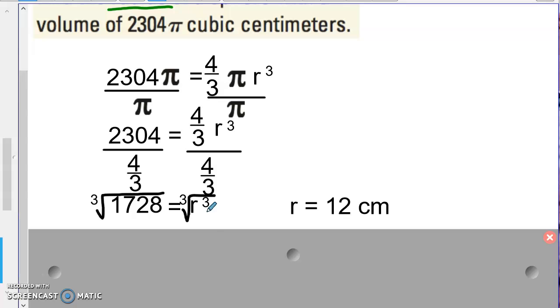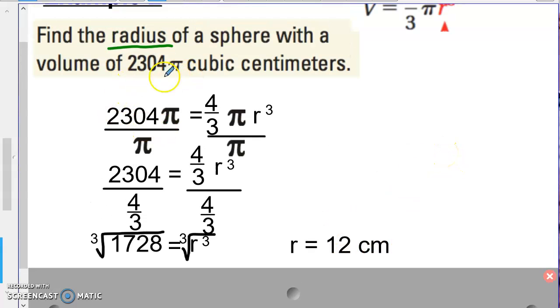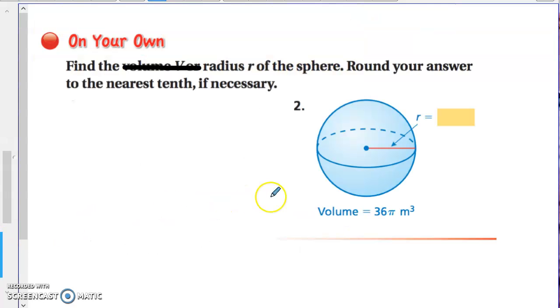Well, now reviewing back to last chapter, how do I undo r to the third power? Well, I cube root both sides. And the cube root of 1,728 should give me 12 centimeters. And that means the radius of the sphere with this volume is 12 centimeters. You can pause the video and do this one on your own.